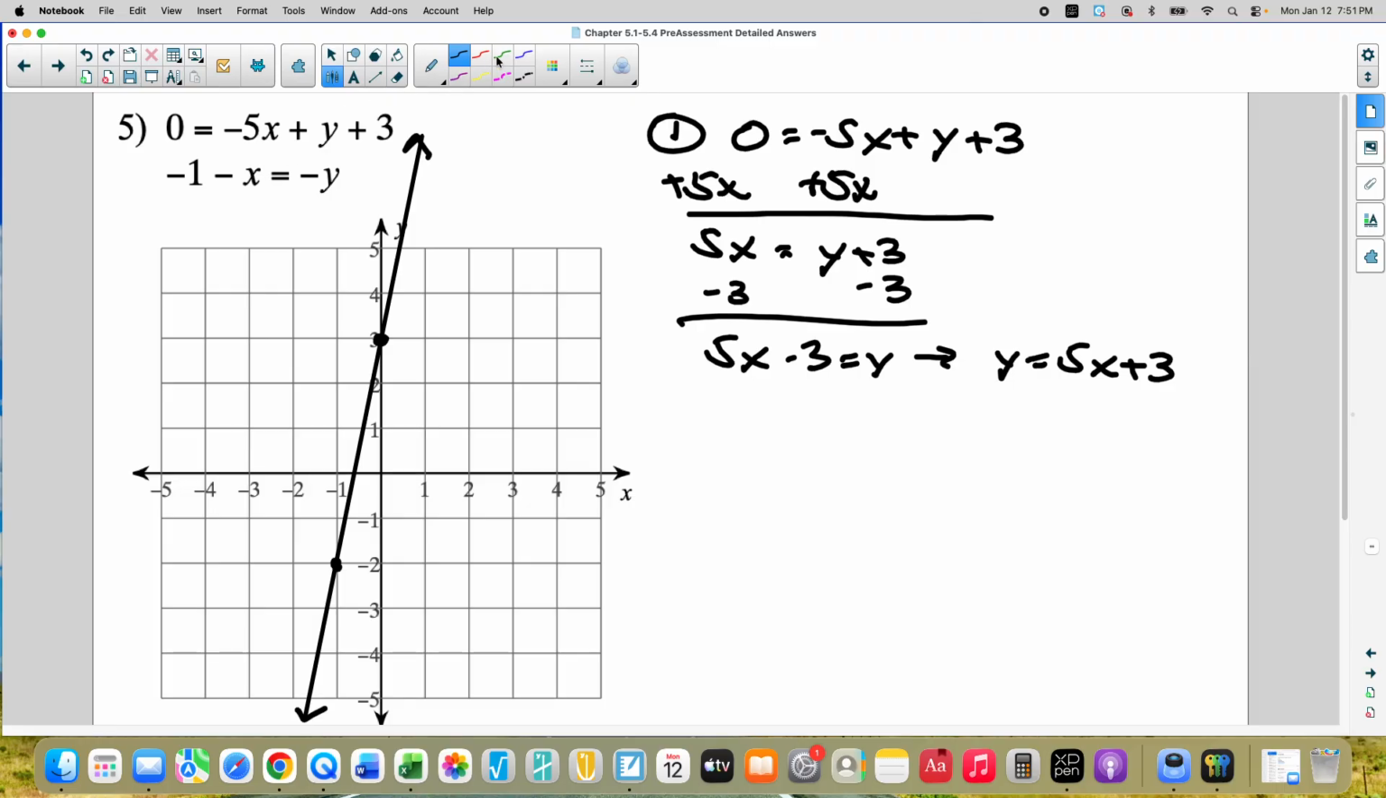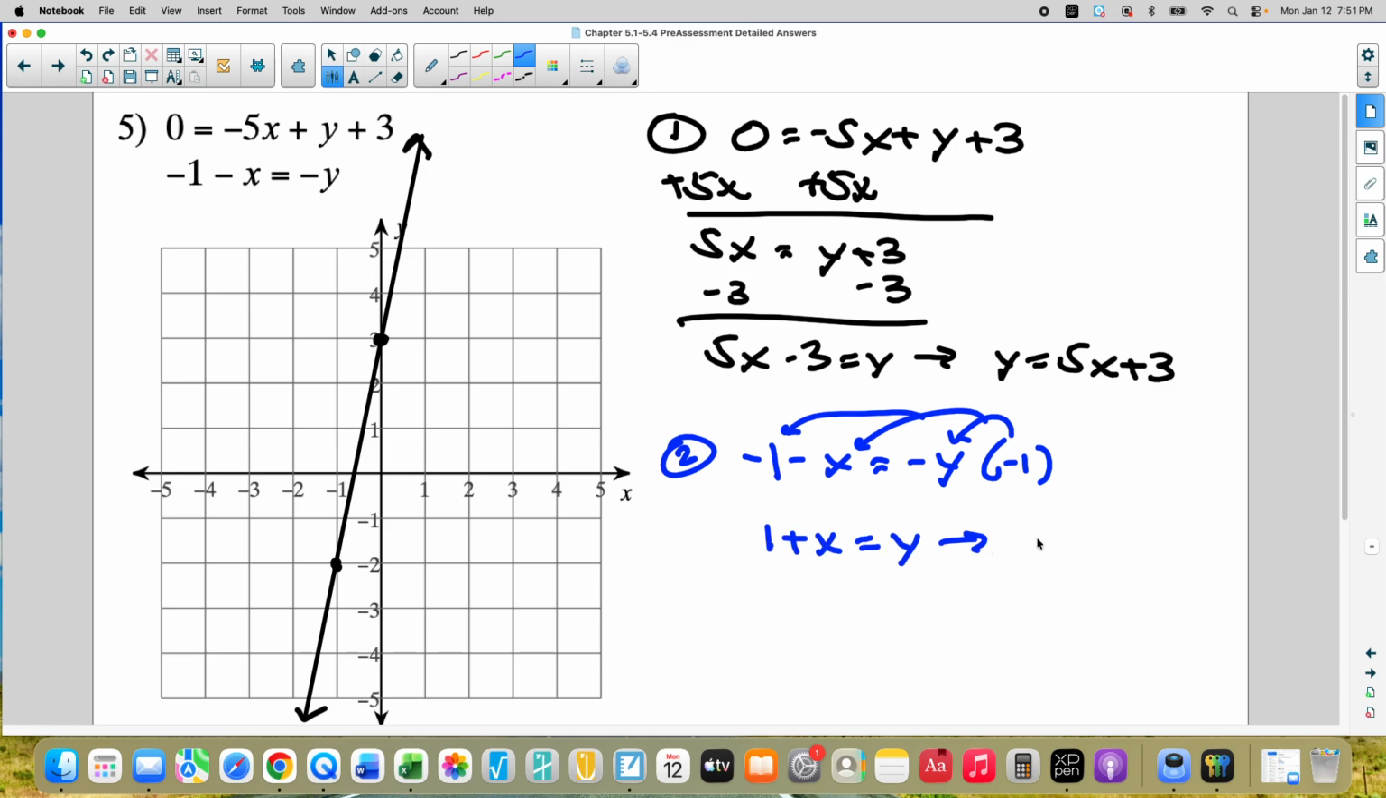So now I'm going to look at this second equation. The second equation is -1 minus x equals -y. I'm going to multiply everything by -1. So if I multiply that, this, and this, all 3 things, I get 1 plus x equals y. I'm going to rewrite that as y equals x plus 1. I have a y-intercept of 1 and a slope of 1. So up 1, right 1, or down 1, left 1.